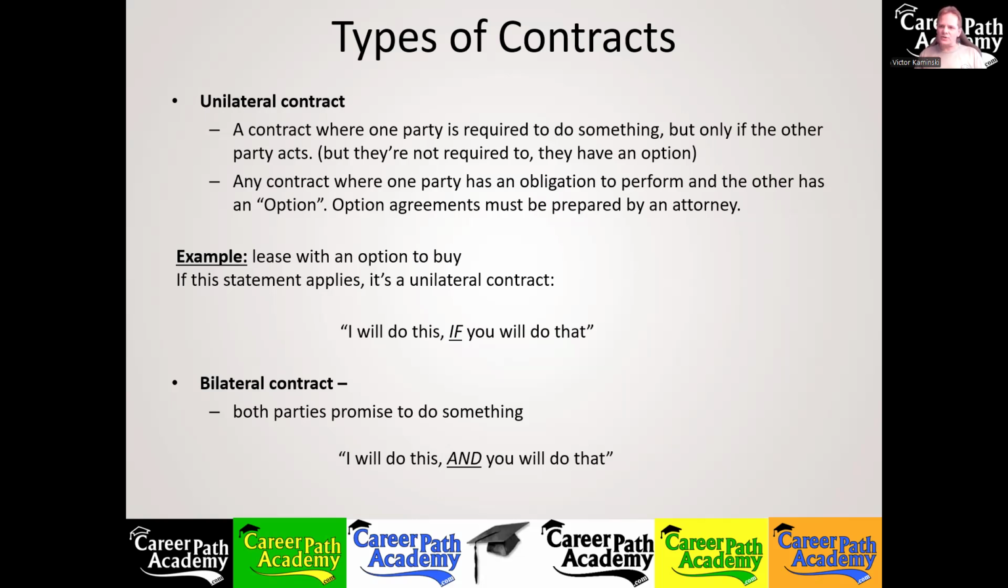So a bilateral contract, however, bi meaning two, both parties are required to do something. So in a unilateral contract, it's a one-sided agreement or promise. One party is required to do something, but only if the other acts. They have an option to. They don't need to. So the litmus test to determine whether it is an option contract or not is I will do this if you will do that. If that statement applies to your situation, it's a unilateral contract, an option agreement. I will do this if you will do that.